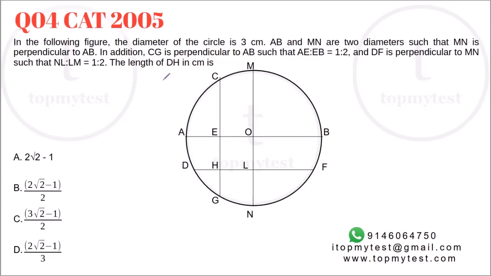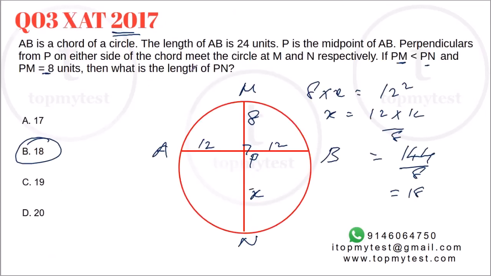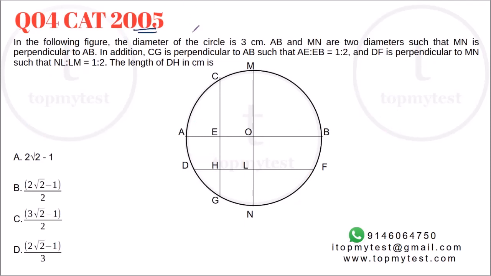The next question is a slightly trickier version of the previous one, not too difficult. Came up in CAT 2005. Let's see what this says. In the following figure, the diameter of the circle is 3 centimeters, which means the radius is 1.5. AB and MN are two diameters, such that MN is perpendicular to AB. So this is a right angle triangle, pretty nicely set up. So this is 1.5, this is 1.5. In addition, CG is perpendicular to AB.